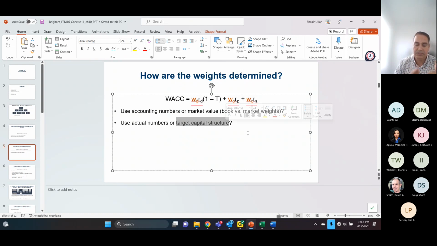If no other information is given, just the book values of these capital components, then we'll calculate the weights based on the book values. If the market values are provided, we'll use the market values. If target capital structure is given, we'll use the target. If all of the three are given, then we're going to use the target capital structure in order to calculate the weights. So make sure that you understand that so that we can have an easy flow through the problems.